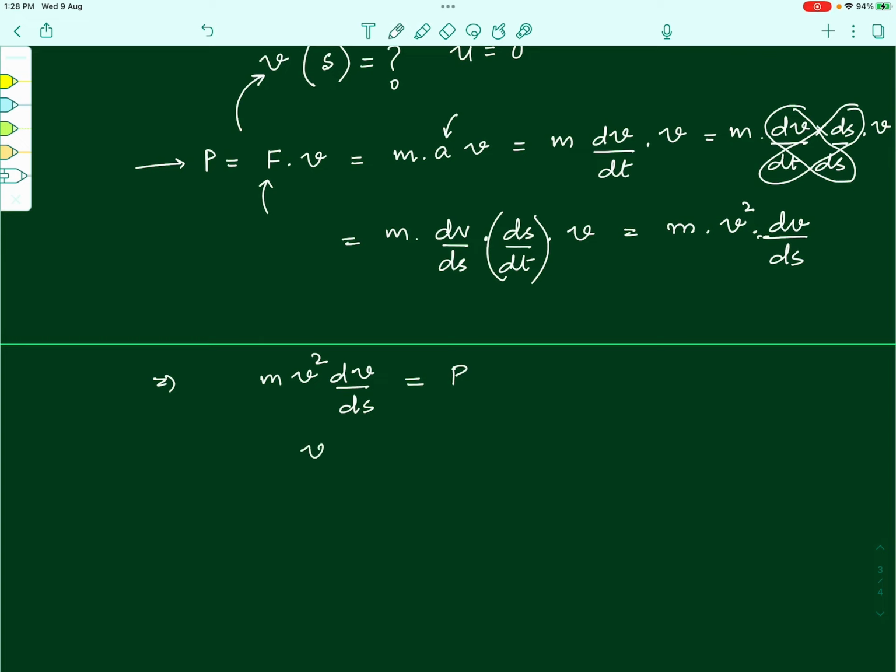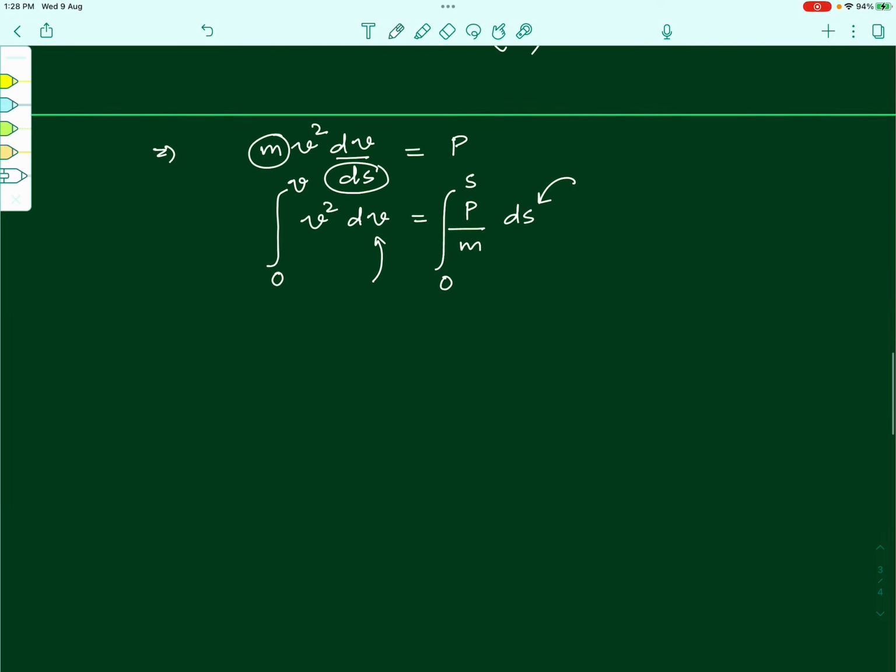So from here, can we write v squared dv is equal to P by m times ds. See what we have done, we have taken this ds and this m on the other side of the equality sign. So what we are getting here is now an equation that we can integrate on both the sides. And when we integrate, the limits of integration would be when the displacement s is 0, the velocity of the particle is also 0. So the lower limits will be 0 on both the sides. Whereas when the displacement is s, let's say the velocity is some v. So v and s are the upper limits. Let's integrate this equation now.